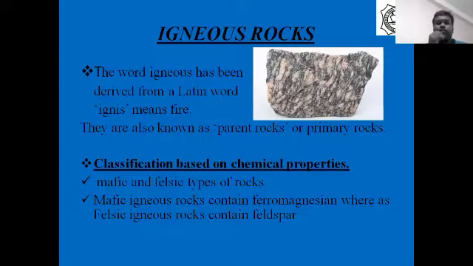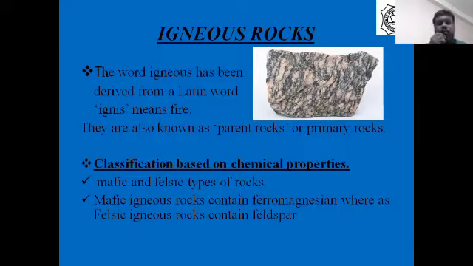Now, the classification of igneous rock based on chemical properties. On the basis of chemical properties, mafic and felsic are the two types of rocks. Mafic igneous rock contains ferromagnesian mineral, which is characterized by abundance of iron and magnesium.